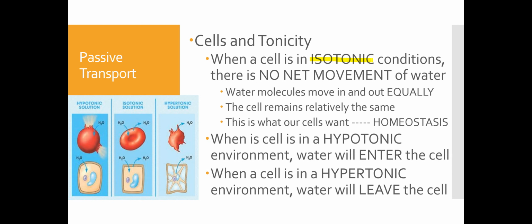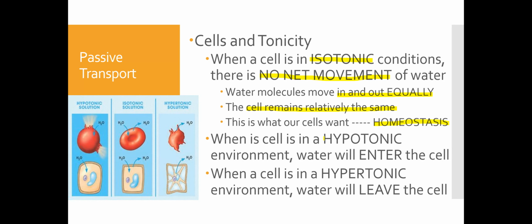Now, when conditions are isotonic, there is no net movement. Okay, now net means it's not in a particular direction. It doesn't mean there is no movement. Even in isotonic conditions, water molecules move, but they're just moving in and out equally. Okay, so that means they're not moving in one particular direction. So that's what it means by no net movement. Okay, so in isotonic conditions, the cell is pretty much going to be about the same, and this is what we want. Okay, so in terms of water balance, we want isotonic conditions.